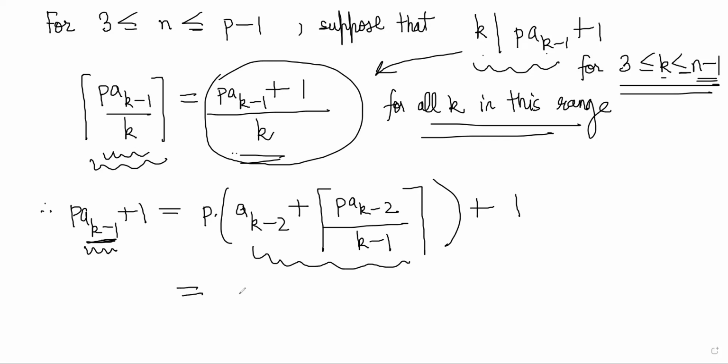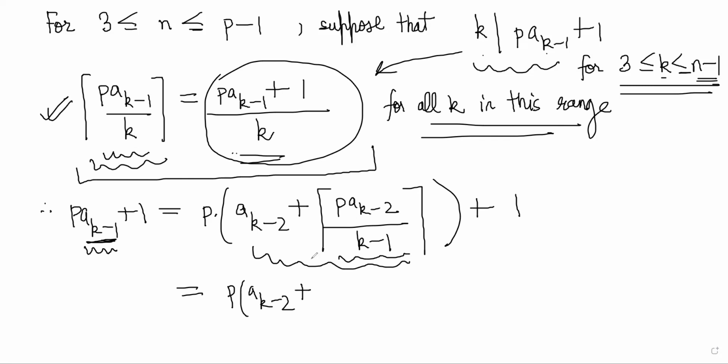And this again, I can rewrite as p a k minus 2 plus, I know what the value of this is, because for all integers in this range, this is true. So I can rewrite it as p a k minus 2 plus 1 by k minus 1, whole thing plus 1, right? I will simplify on the next screen.